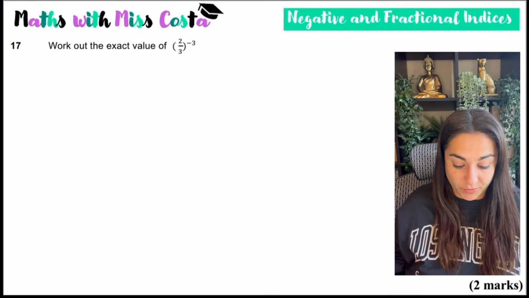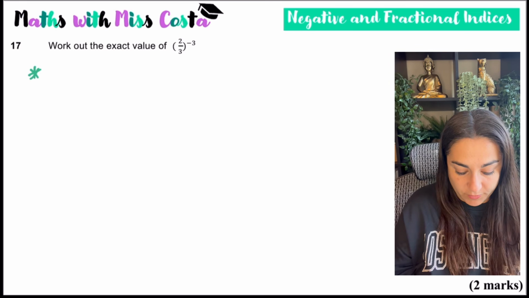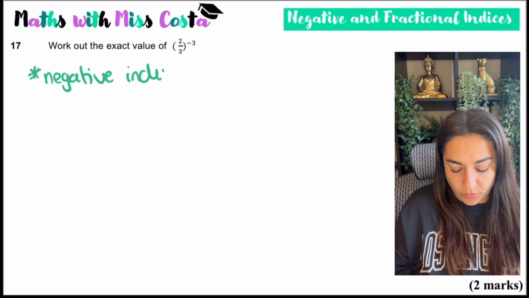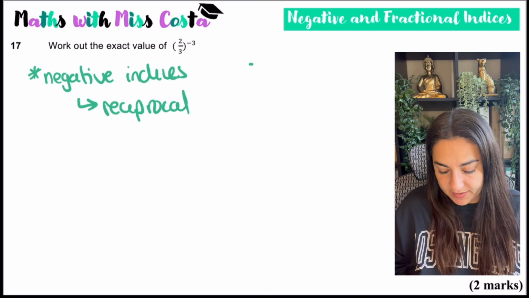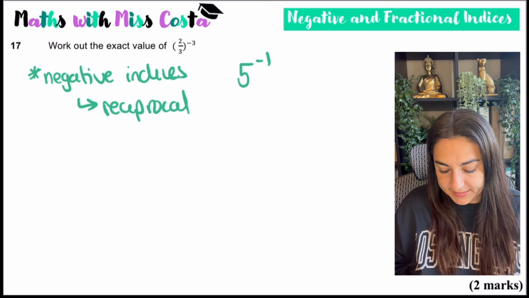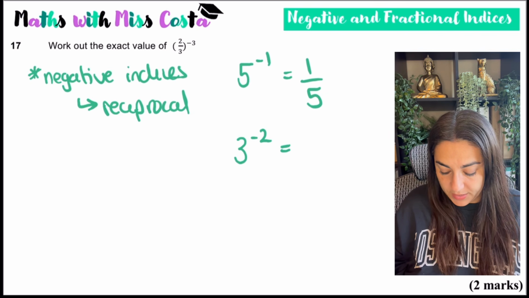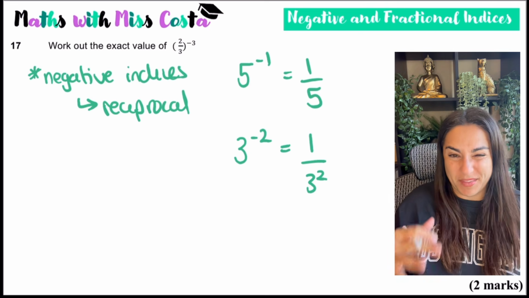Okay, so here we've got a negative fractional indice. So the key thing to remember for negative indices is that you want the reciprocal of it. So for instance, if you had 5 to the power of -1, that is 1 over 5. If you had 3 to the power of -2, that is 1 over 3 squared. It's the reciprocal of whatever the power thing is.